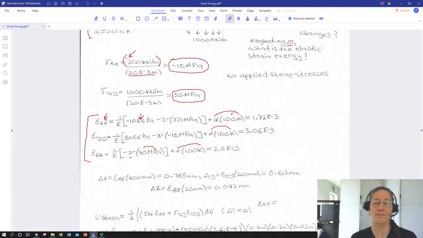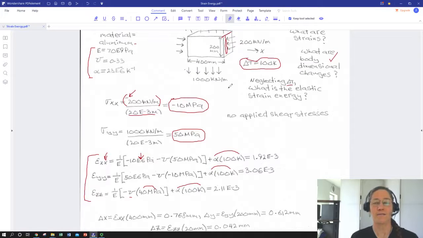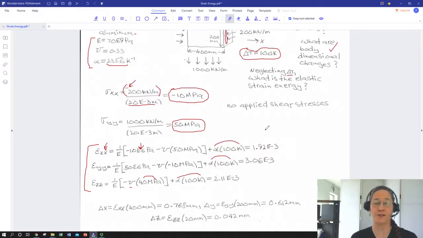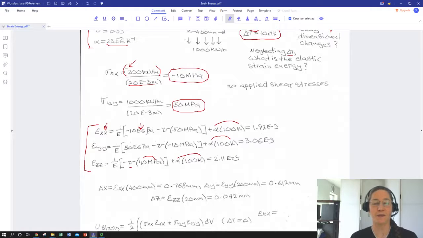So in this case, we have a 100 K increase in temperature, so our delta T is positive, so this value will be positive. And again, we're given alpha, so we'll have 23 times 10 to the minus 6 per degree Kelvin times 100 degrees Kelvin for this term. So if we pop in all of our values, our elastic constants and our given values, we get 1.92 times 10 to the minus 3, 3 times 0.0 times 10 to the minus 3, and 2.11 times 10 to the minus 3. So we're in millistrain, not microstrain.